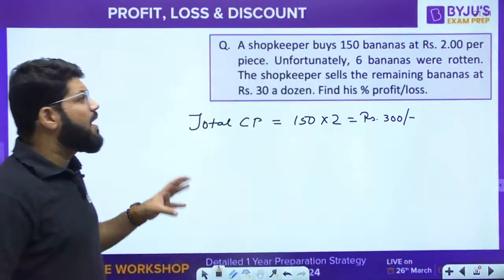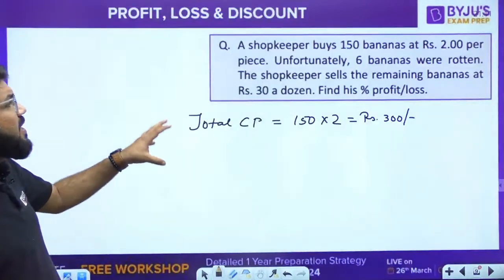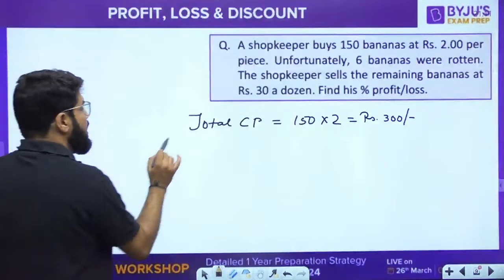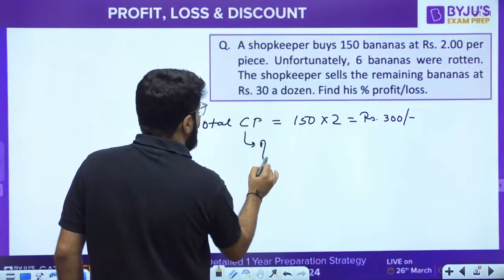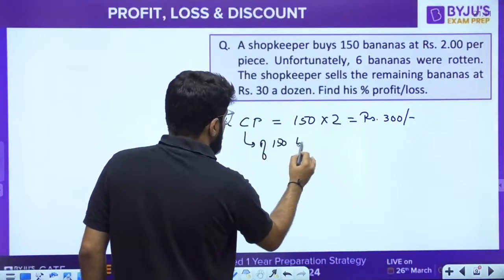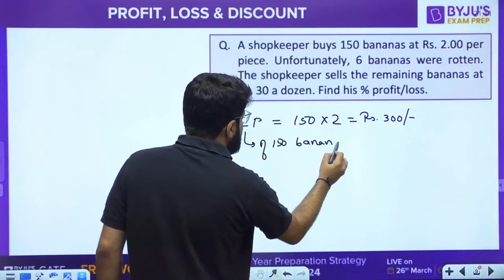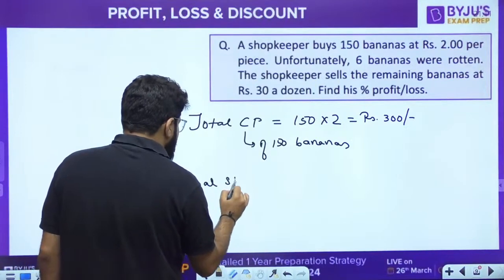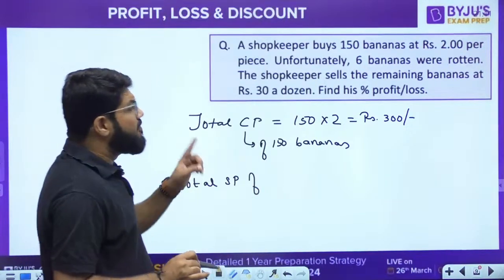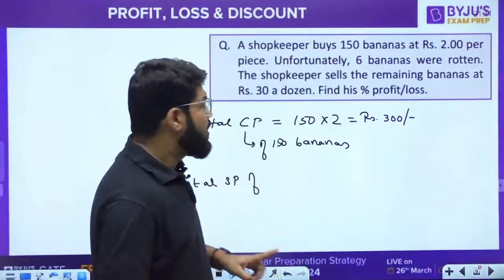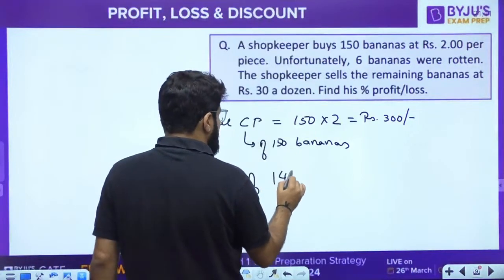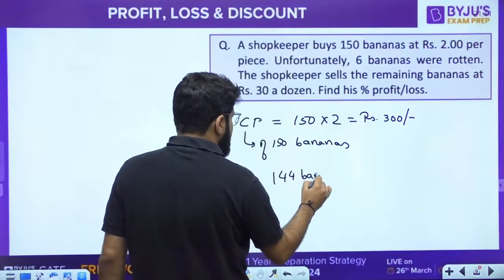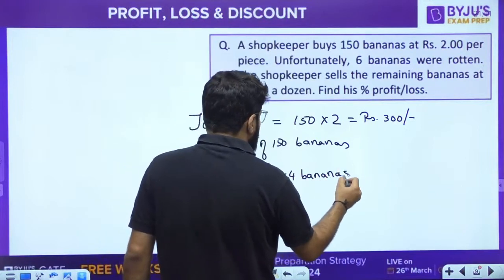But 6 bananas were rotten and the shopkeeper sells the remaining bananas. So this is the total cost price of the 150 bananas he purchased. Now I need to calculate the total selling price, but that is of 144 bananas, because 6 were rotten, so he is only able to sell the rest. He won't sell the rotten ones.